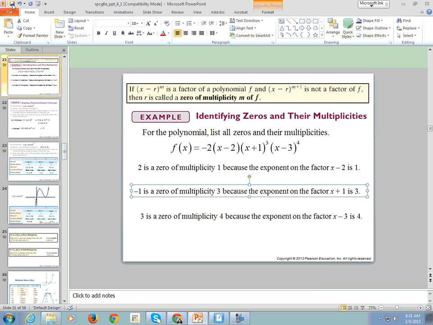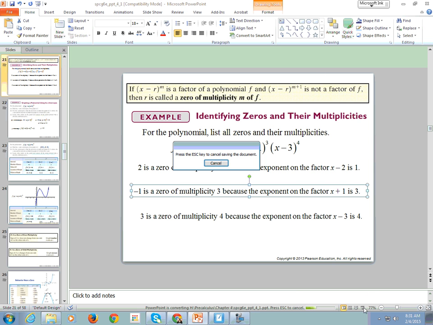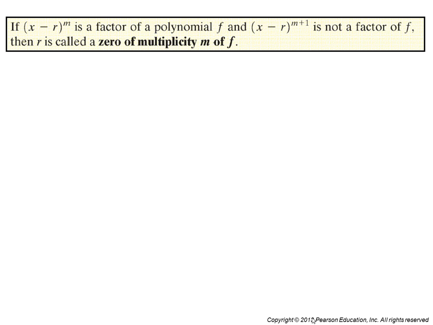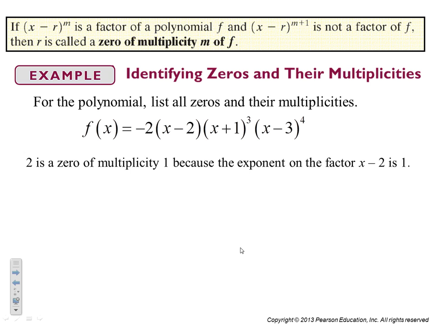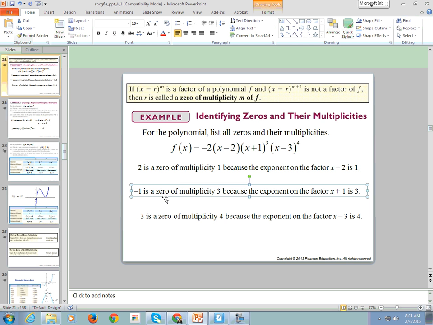Okay. Let's proceed. Yeah, that makes more sense. Yeah, you're right. Let's try this again. 2 is a 0 of multiplicity 1 because the exponent on the factor is 1. Okay.